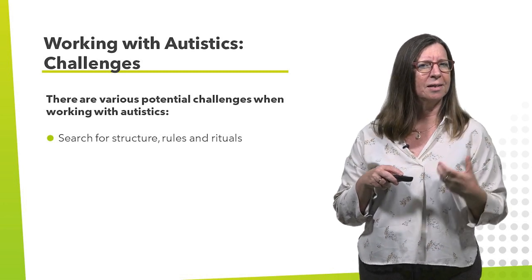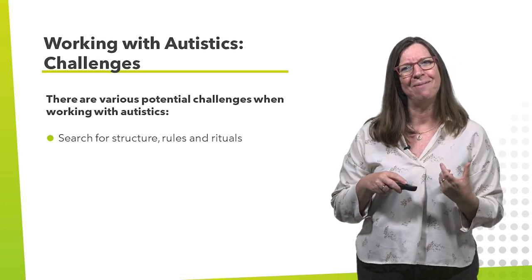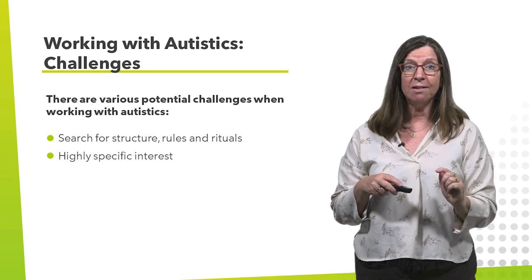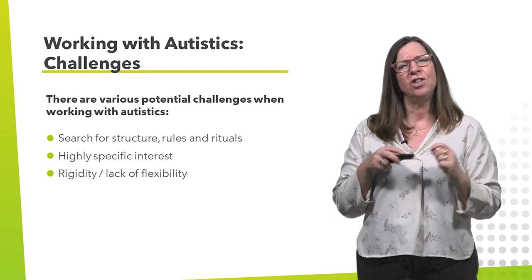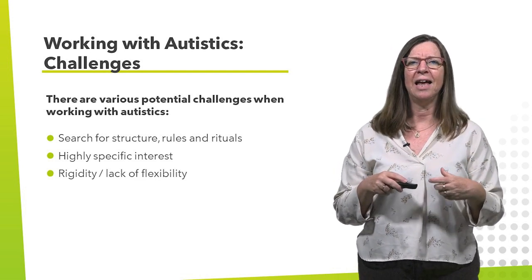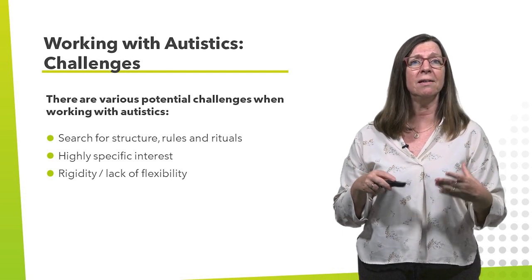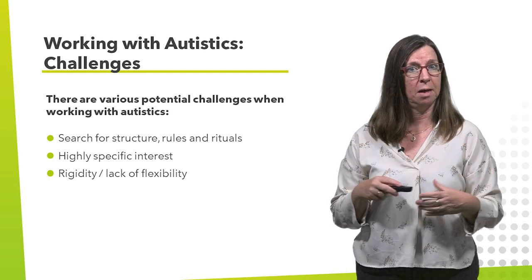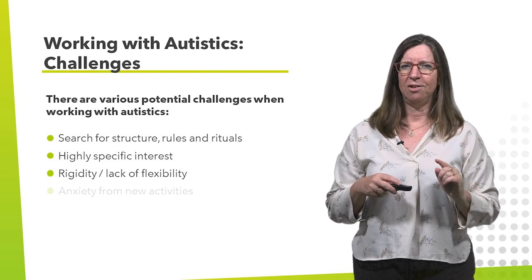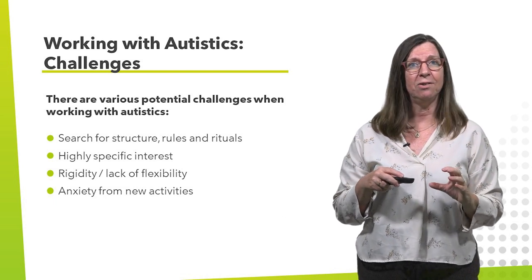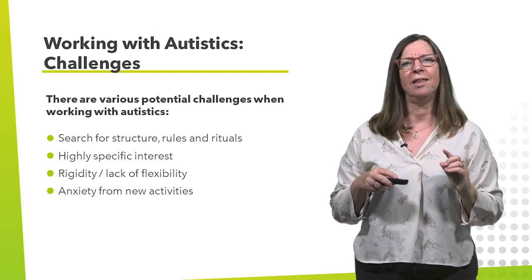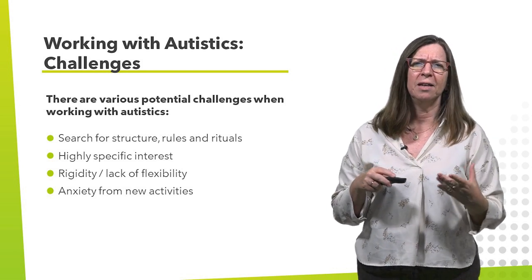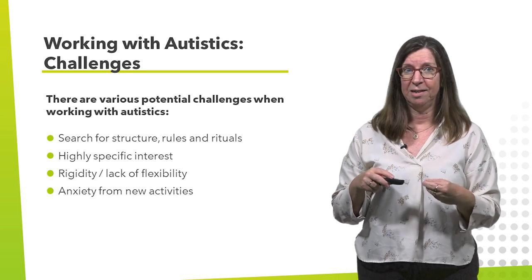Another characteristic shared by many autistics is their highly specific interest. Other typical feature of autism is the rigidity of some of the autistics and the lack of flexibility when things differ from what was planned and/or when adjustments are necessary. Another challenge may result from the anxiety that many autistics experience, especially when they participate in new activities, cope with rules, or find themselves in new settings, etc., etc.